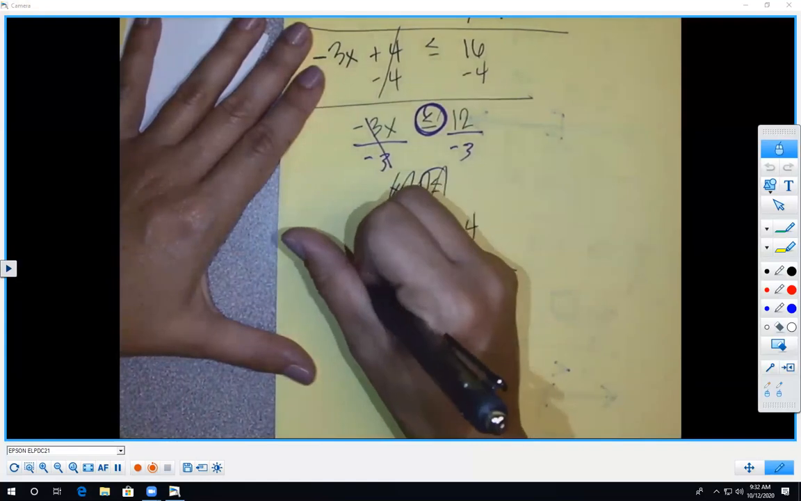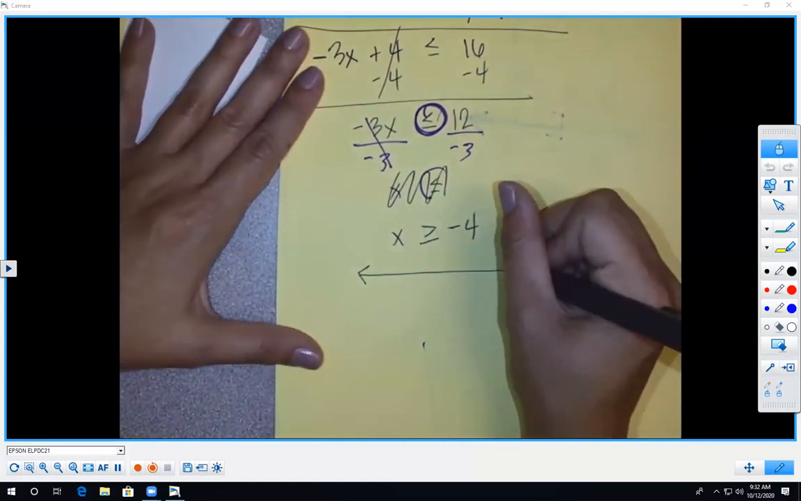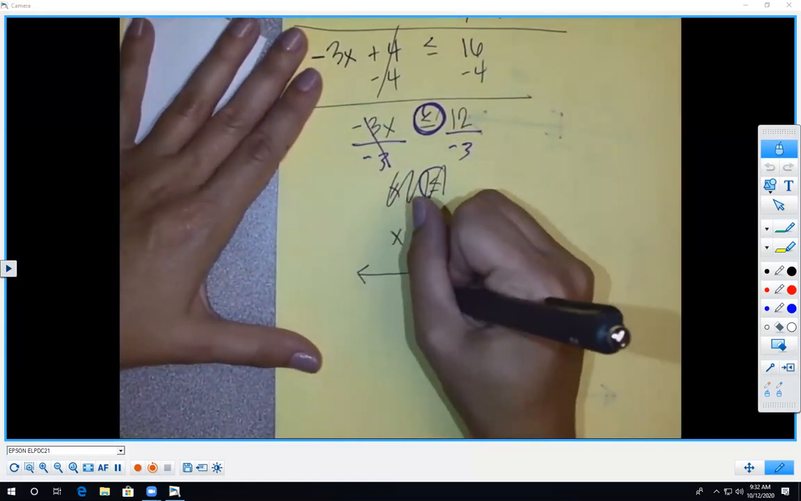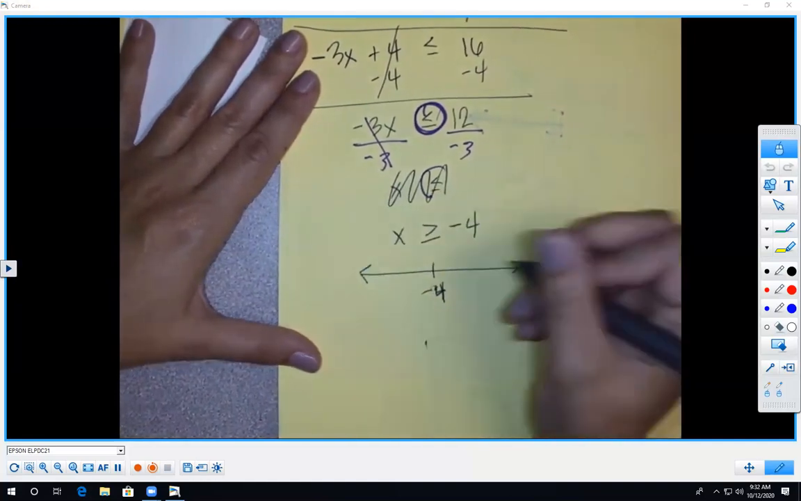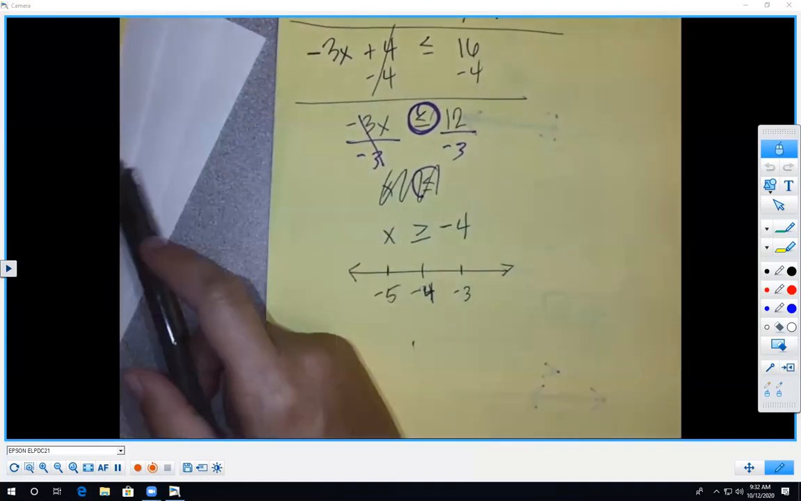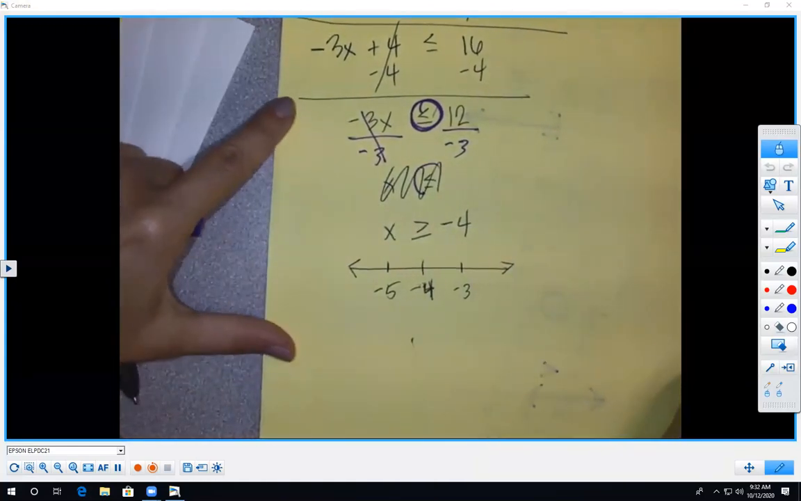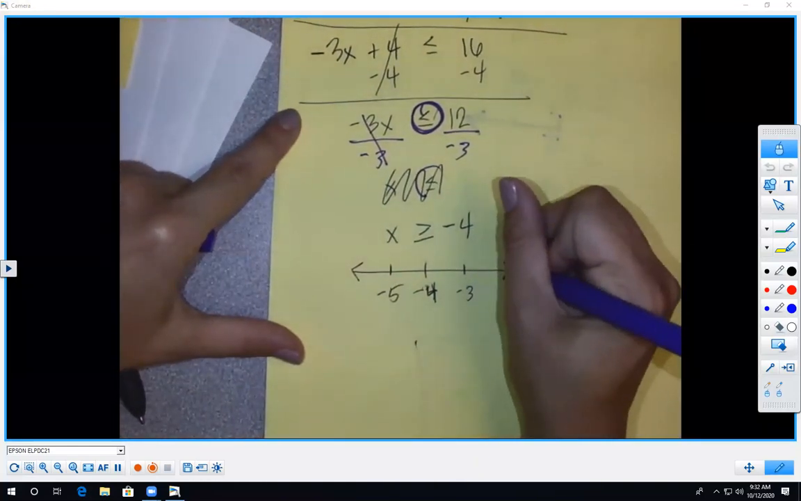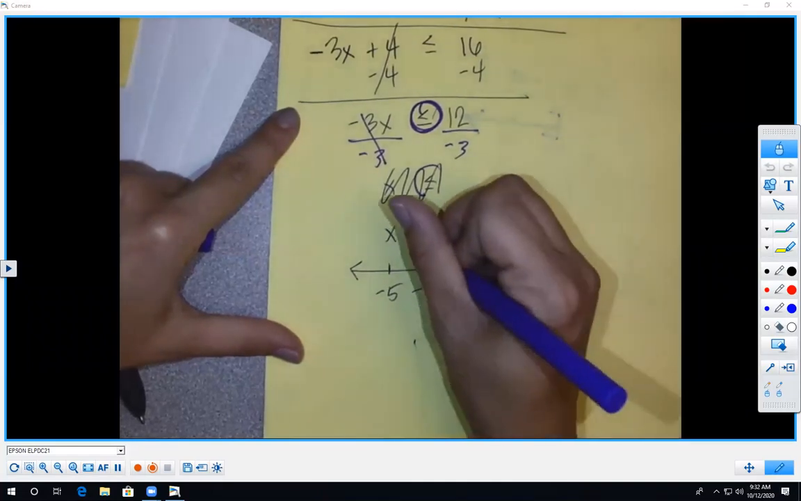So then on a number line, put -4. A number before it would be -5. A number after would be -3. Which way am I shading? To the left or to the right? To the right. Bracket or parenthesis? Bracket at -4.